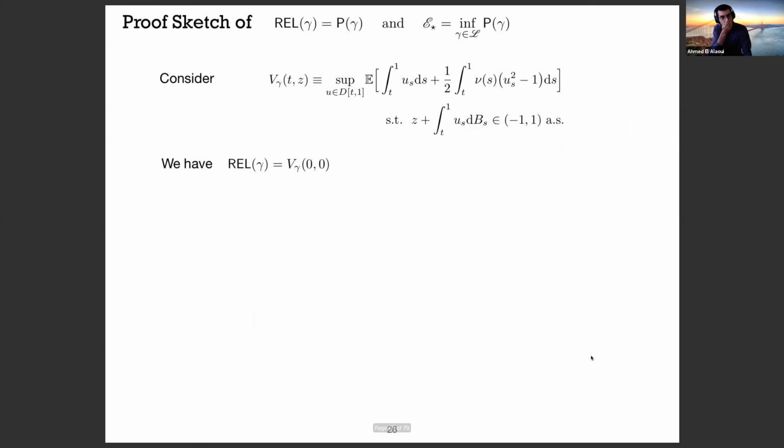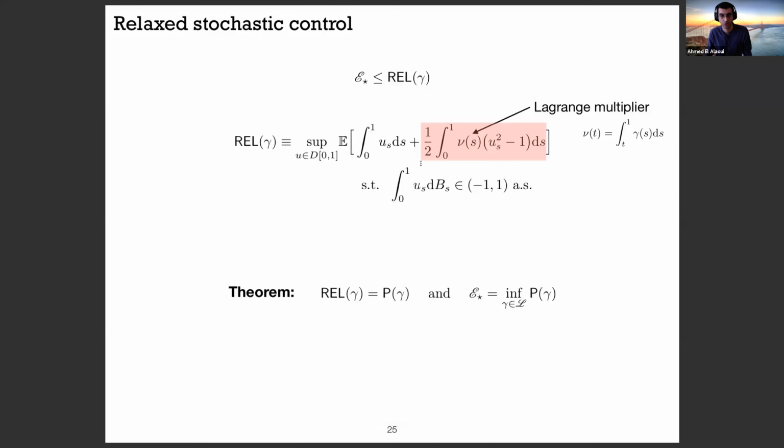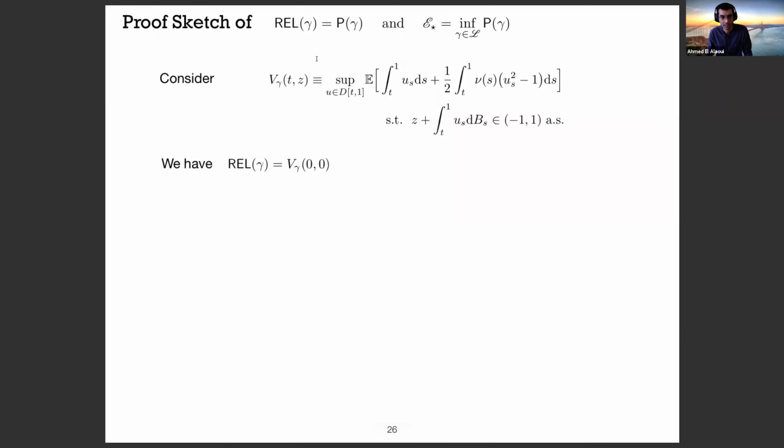Okay, let's try to understand maybe the high level ideas in order to prove that this relaxation that is given by the stochastic control problem is the Parisi formula, or the Parisi functional at that point gamma. So let's fix gamma. And I'm going to consider a function that I'm going to call v gamma of t and z. So it depends on time and a variable that I call z.